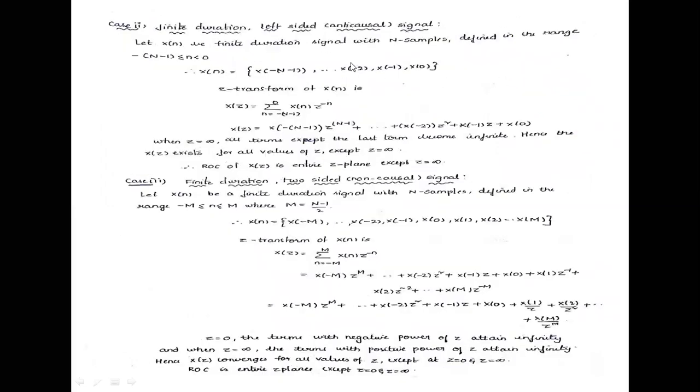Got it, my dear students? Anti-causal except z is equal to infinite. Causal except z is equal to 0. And third case here, non-causal signal. A finite duration, two-sided non-causal signal. Two-sided I am taking. Left side is anti-causal, right side is causal. And two-sided is non-causal. So let us see.